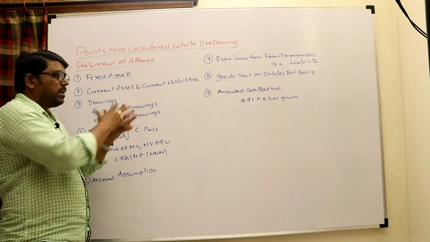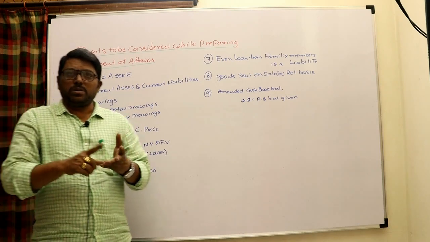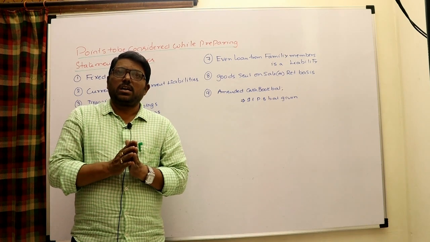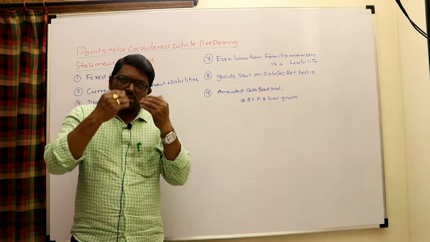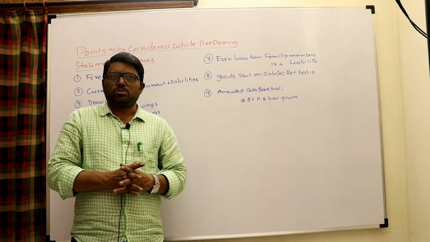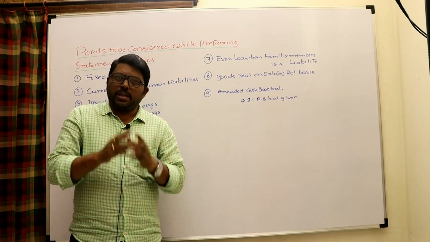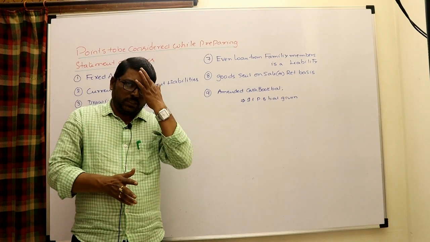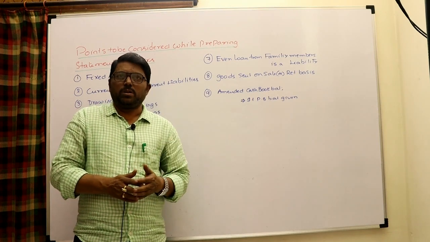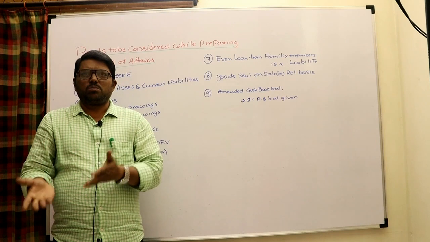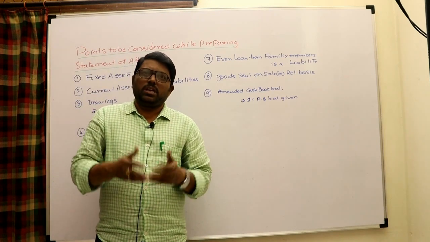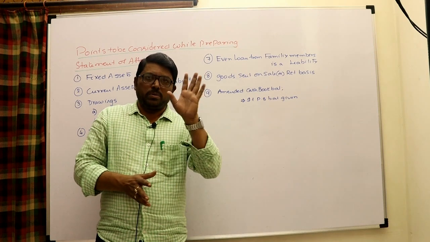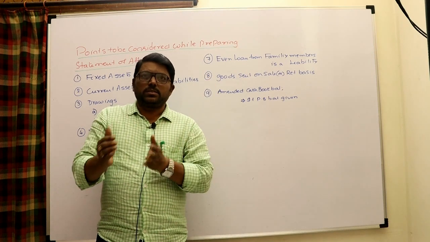Next, current assets and current liabilities, like stock, debtors, bills receivable, bills payable. You should never assume that what is there in the beginning is there at the closing also. Definitely their amounts will change, and sometimes even their nature may change. Say, for example, a bank balance favorable at the beginning may become an overdraft at the end. So you can't assume that the opening balances are the same at the closing.